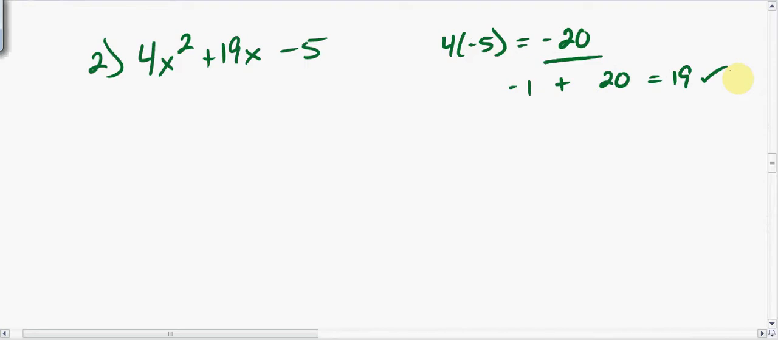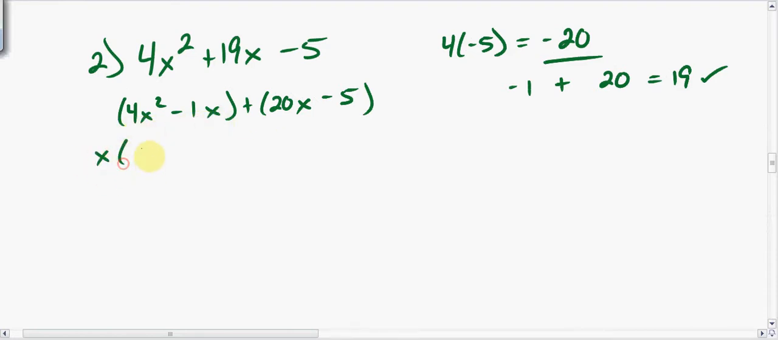So, got our two binomials separated by addition. Drop down those outside terms. Plug in our two variables. So I've got minus 1x. Plug in 20. So I've got 20x here. GCF between 4x squared and 1x is simply x, or 1x. 4x squared, take out an x. Left with 4x. Negative 1x, take out an x or divide by x, and we're left with minus 1. GCF here, it looks like it's 5. 20x divided by 5 gives me 4x. Negative 5 divided by 5 gives me minus 1.